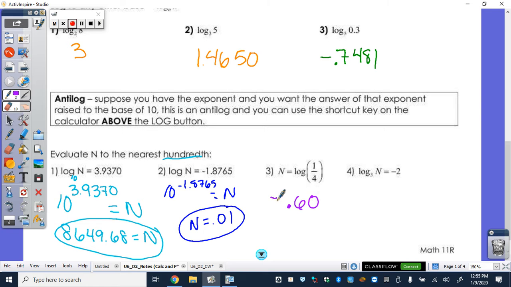It's just regular, because remember, if we cover up the n, it's just like the other ones we were doing, so you're just evaluating. So you would just hit log and then 1/4. And then for the next one, again, take this and put it into exponential form. You'd get 3 to the negative 2, which is 1/9, which as a decimal would be 0.11.